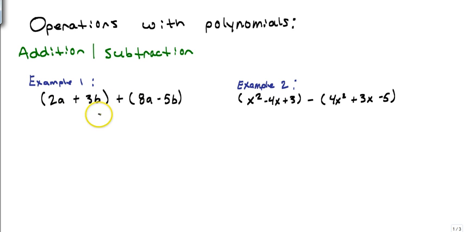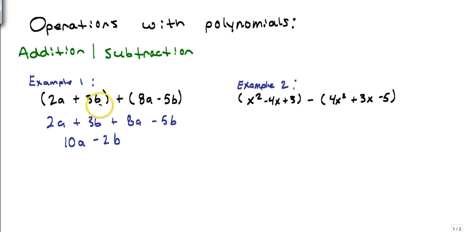When you're adding, it doesn't matter which order they come in. Remember, 2 plus 3 is the same as 3 plus 2. So it doesn't matter which way I have these. I'm just going to do 2a plus 3b plus 8a minus 5b. And now I'm going to collect like terms. So my a and my a go together, so 2 plus 8 is 10a. And then my 3b and my 5b go together, so that's 3 and negative 5, so that's negative 2b. And that's it.